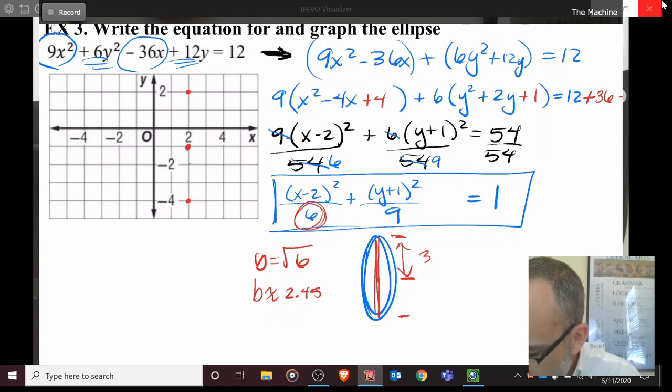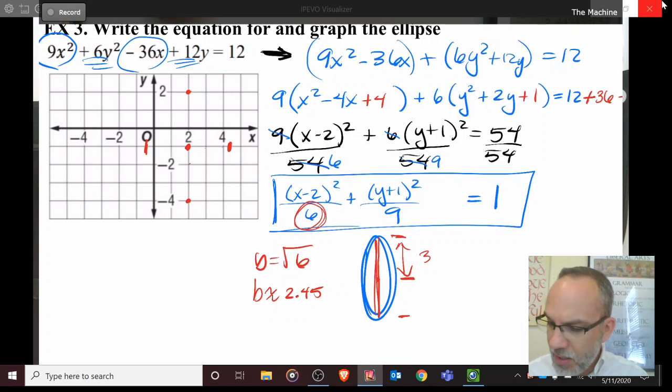2.4. Okay, so I need to go to the left. How far? I need to go to the left from the center. 1, 2, and about a half. So here's the left-hand side, and then go to the right. 1, 2, and about a half. It's about right there. So there's my top and bottom and left and right of the ellipse.